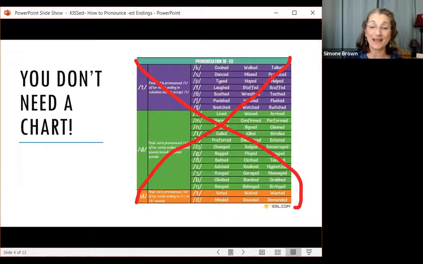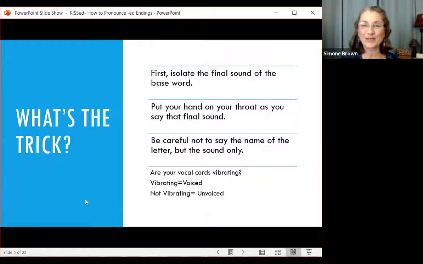There's no way. Well, I've got good news for you today. You don't need a chart. Yay! You don't need a chart. I can tell you how to get through this process without a chart. Okay, well, I am going to have a chart, but it's only for practice, you don't need this kind of chart. Okay, let's go. So what's the trick? I'm going to walk you through this process. Once you understand the process, it'll be simple.